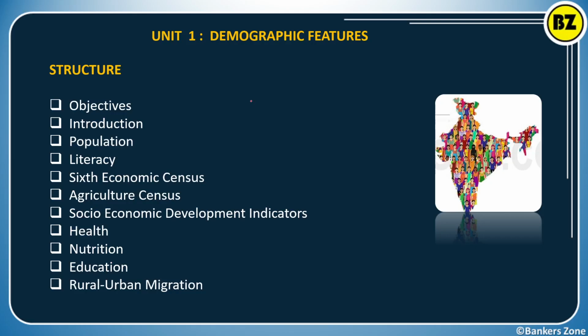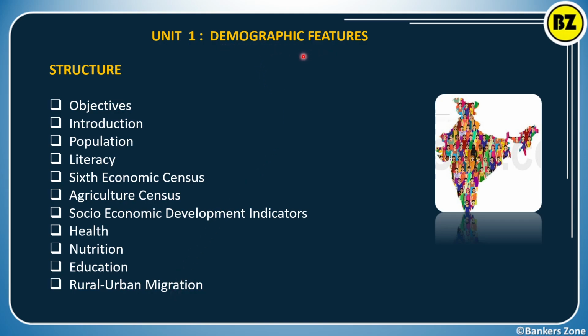Hello friends, here we will be discussing the rural banking unit 1 demographic features. So see the structure of this unit. We are having objectives, introduction, population, literacy, 6th economic census, agriculture census, socio-economic development indicators, health, nutrition, education and the rural urban migration. So basically what do you mean by demographic feature?